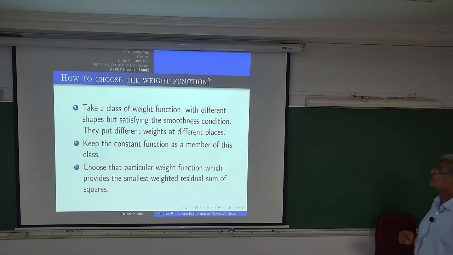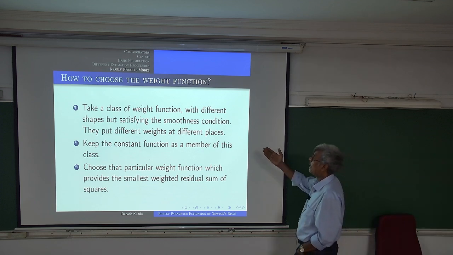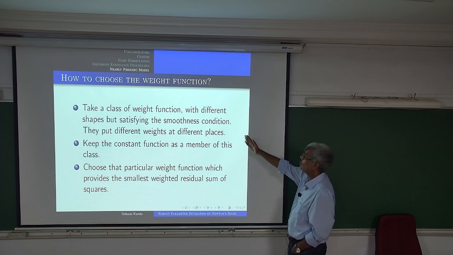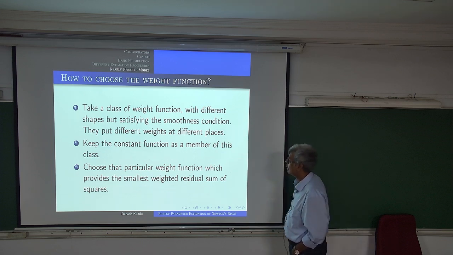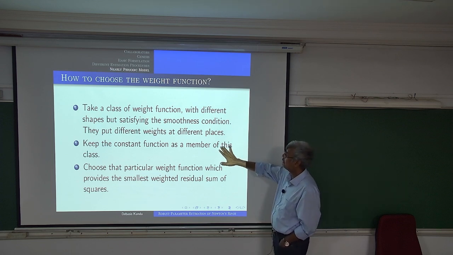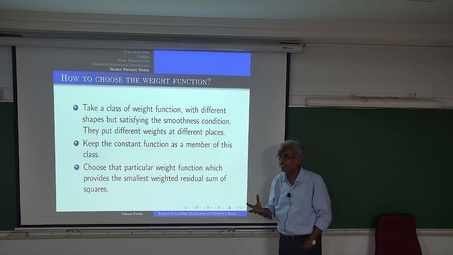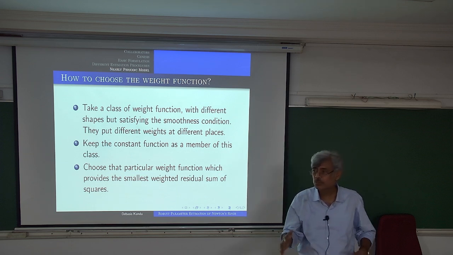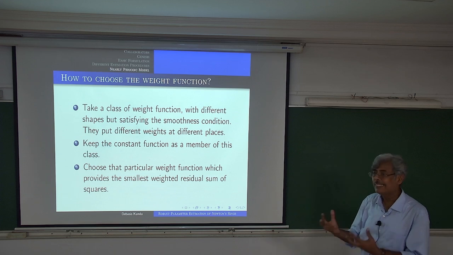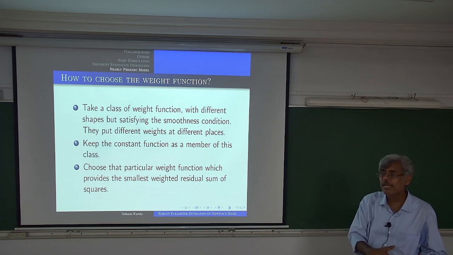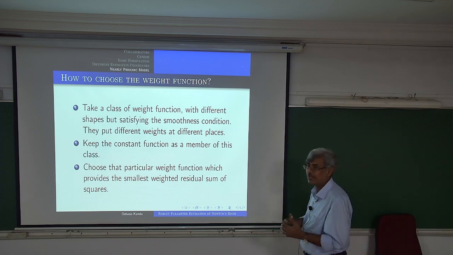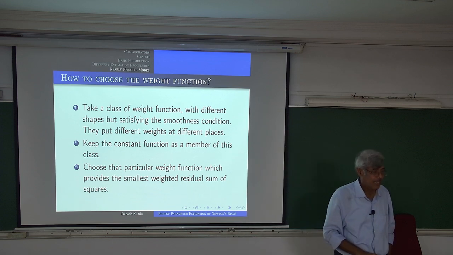Again, how to choose the weight functions? We'll go the same way. We choose a class of different smooth weight functions and choose that particular one which gives you the smallest residual sum of squares. One suggestion is that you always keep the constant function as a member of this class, because that gives you the least square estimator. So you are looking at a class where the least square estimator is a member, so therefore it can tackle even if there is an outlier, even if there is no outlier. Both things you can tackle at the same time. So that's the suggestion we have.